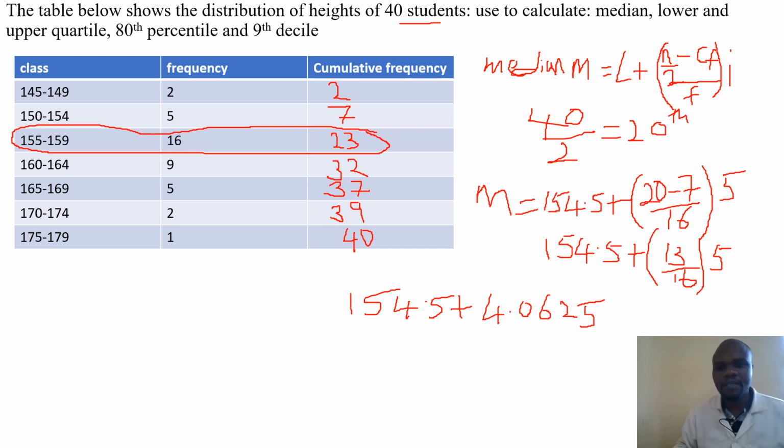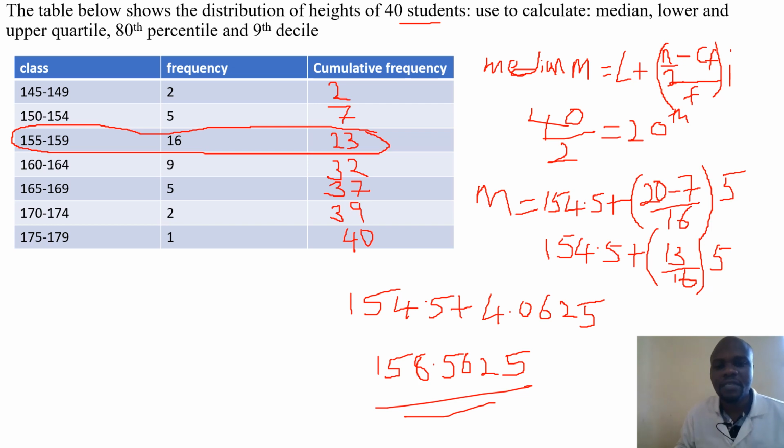And when we add these, we are supposed to get our median being 158.5625. So that was our median, and if you look at that median, it lies in between these curves.